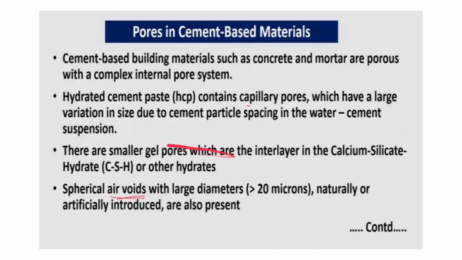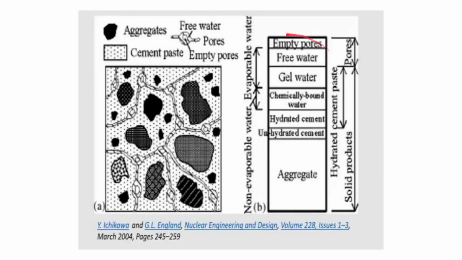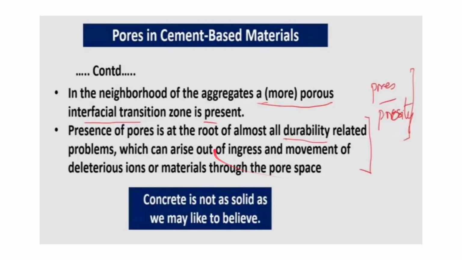So they have a different variation, a big variation. And spherical air voids with diameters larger than 20 microns, naturally or artificially introduced, are also present as air voids. These are basically the empty pores. In the neighborhood of aggregates, there is the ITZ, a more porous zone.